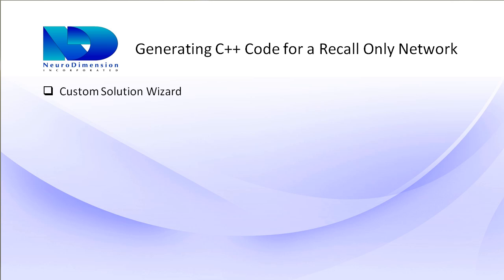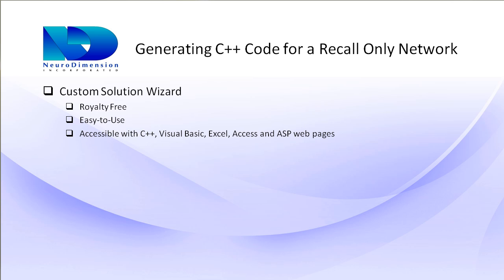NeuroSolutions supports deploying your neural network for use in the application in two different ways. For most applications, the Custom Solution Wizard is the preferred method of encapsulating a neural network since it produces a Windows-based DLL that is royalty-free, easy to use, and can be accessed from applications written in C++, Visual Basic, Excel, Access, and even ASP web pages.